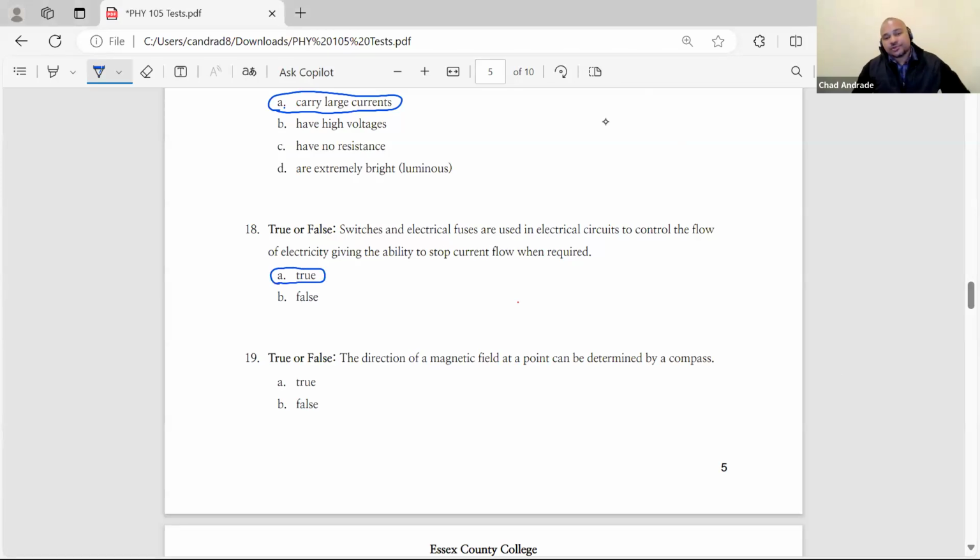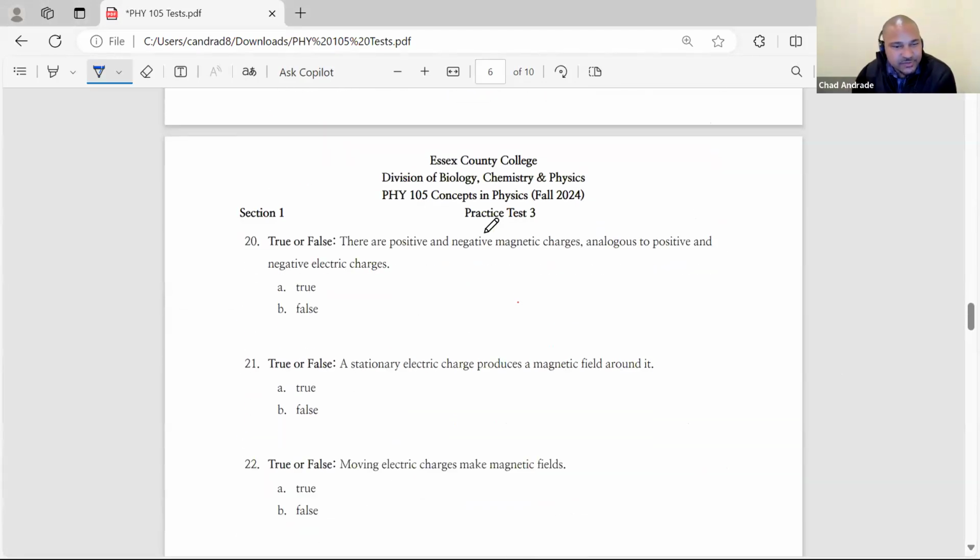All right, another true or false. The direction of a magnetic field at a point can be determined by a compass. Yeah, you are correct. This is true, right? So you guys realize we just switched to magnetism, right? It switched from electricity and now it's a lot of magnetic stuff.